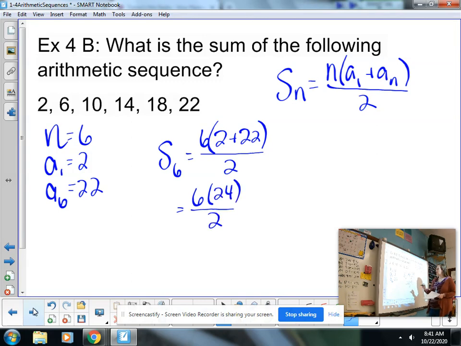You can divide the 24 by the 2 or the 6 by 2 before you multiply them. So you can think of this as 3 times 24 or 6 times 12, but both answers are going to give you 72. And that was a whole lot quicker than actually going through and adding up the numbers in our head.